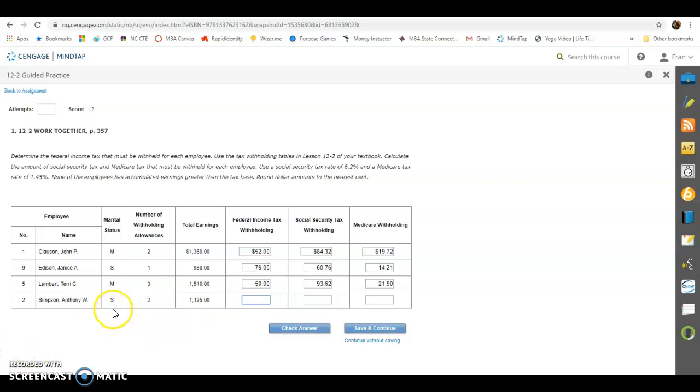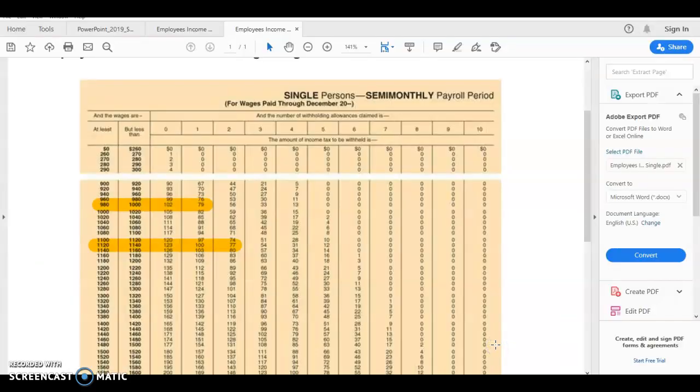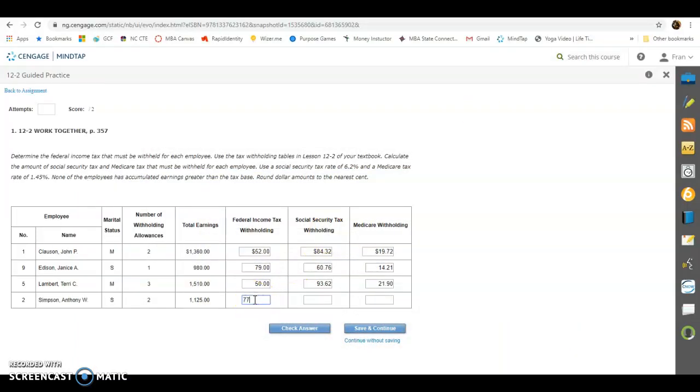All right, last one. Anthony, he's single, 2 allowances, and he made $1,125. So we come down here, $1,125 is here. We follow it across to 2 exemptions and we get $77. $77 is federal. We take his $1,125, multiply it by 6.2%, and we get $69.75.